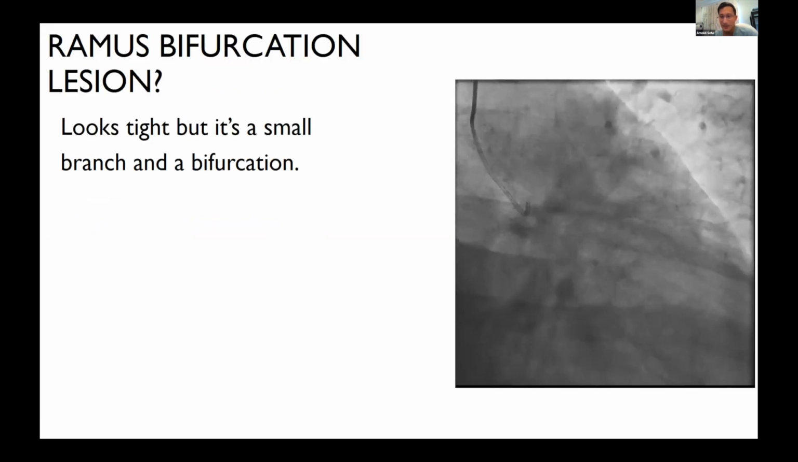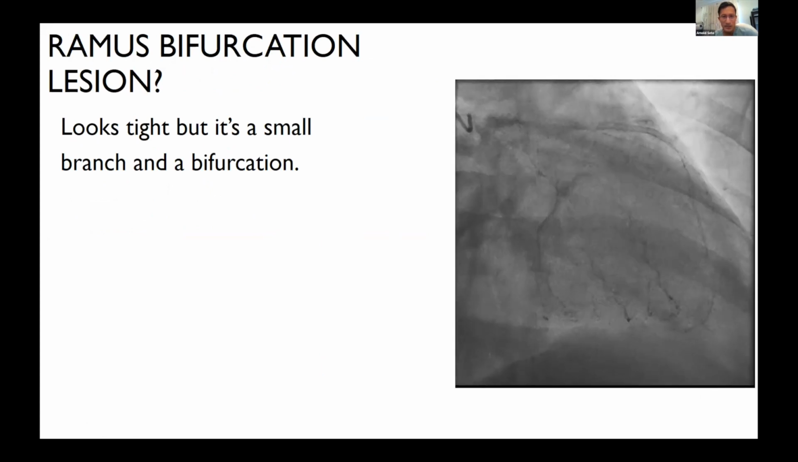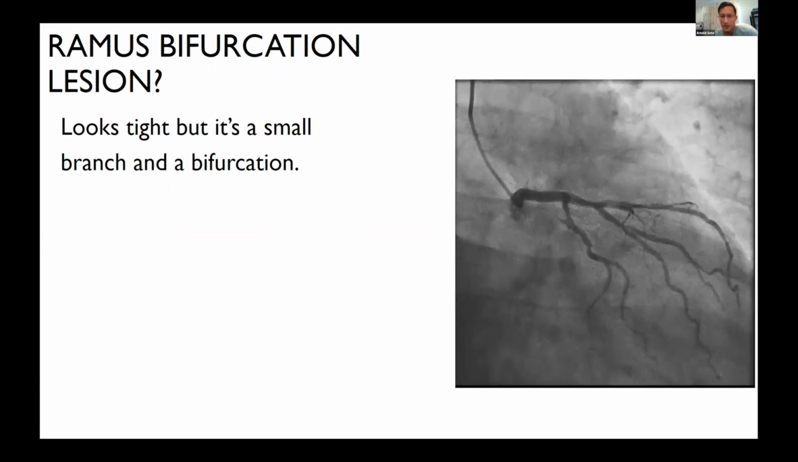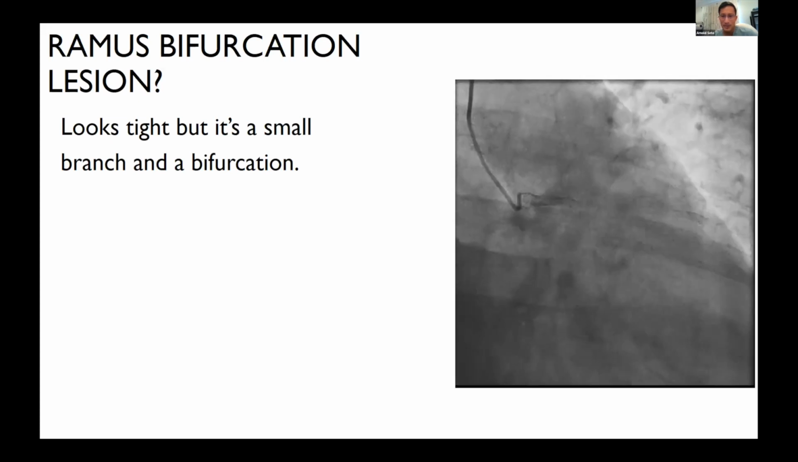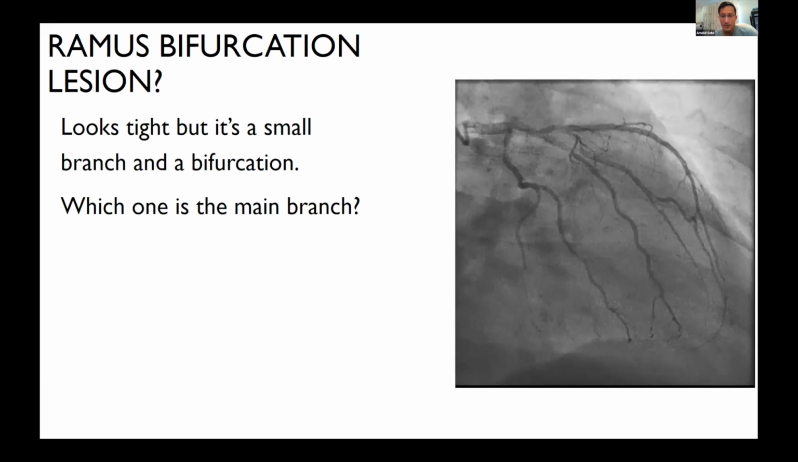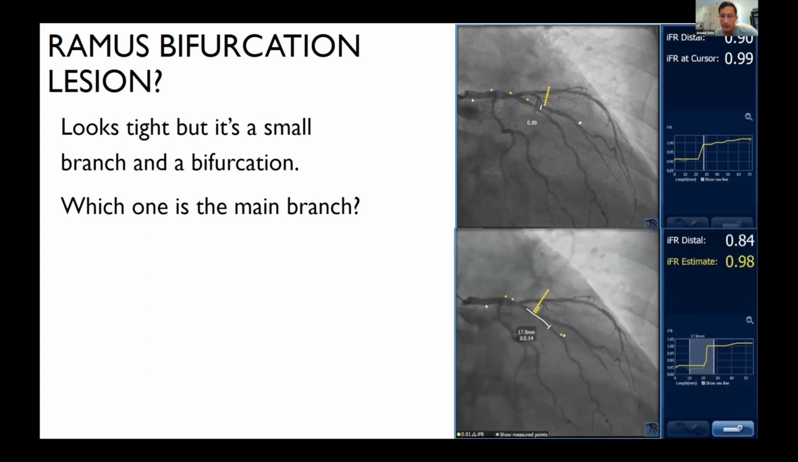You can see here in the ramus branch, you have two fairly large branches come off of it. So you don't really know where you should be stenting into in this bifurcation. Both vessels look equally bad. So which one is the main branch? Well, you can do a pullback from each one. In this case, the upper branch has an IFR of only 0.90, whereas if you go in the lower branch, it's 0.84. Again, two similarly sized vessels, presumably similar territories, but the IFR is markedly different.